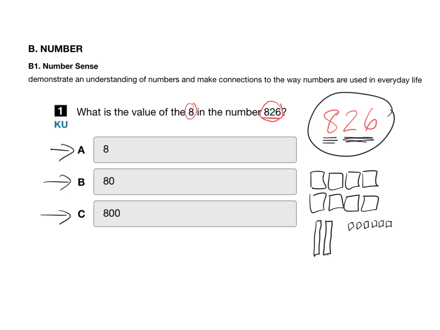So what is the value of 8 in this number? What is the value of 8? 800. Excellent. We have 8 hundreds. Very good. So the answer is C.